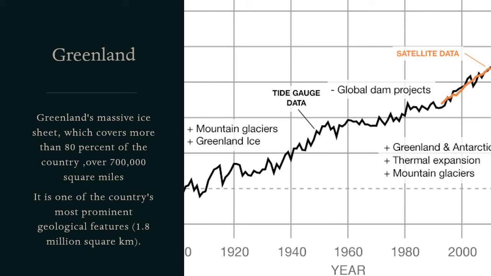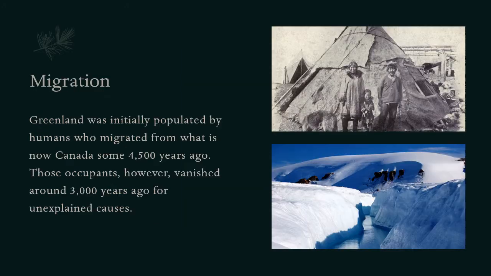One of the only things that is not causing, or helps the decrease of the rise of the sea levels, is the global dam project, which is the only one thing here. But on the graph here, you see the mountain glaciers, Greenland ice, Greenland and Antarctica terminal expansion, and mountain glaciers. All of these are melting.